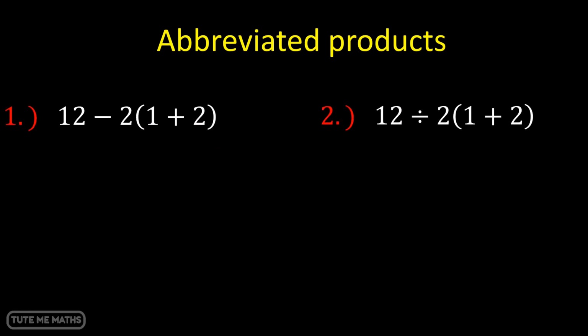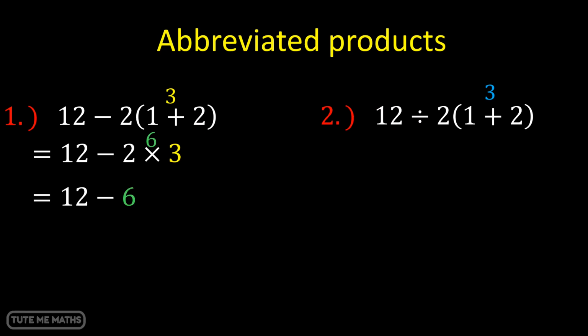Here are 2 more examples. You might like to pause and try them for yourself first. In both cases, doing the brackets first, we get 3, which needs to be multiplied by 2. Simply writing in the invisible multiplication sign is fine in the first case, since the multiplication still needs to be done before the subtraction, following our BODMAS rule. So we achieve the correct answer of 6.